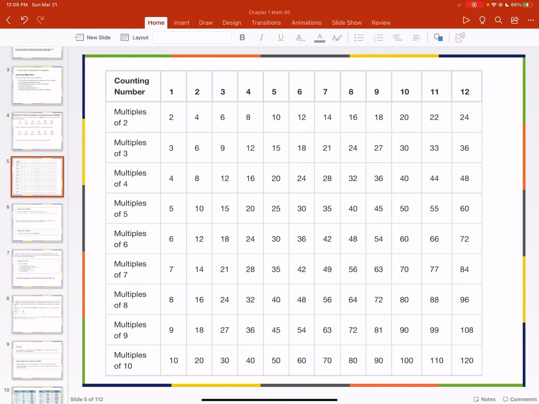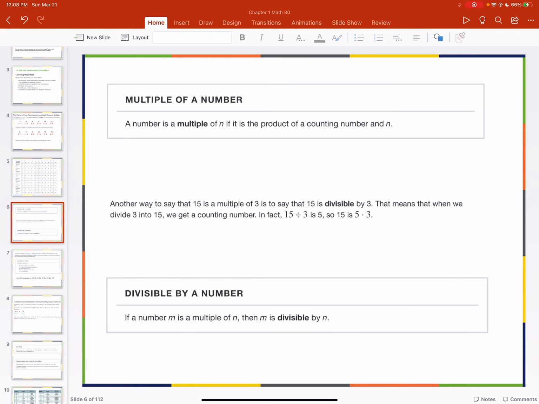Here's some pretty common multiples. You have 2, 3, 4, 5, 6, 7, 8, 9, 10. It's just good to understand what they look like if you haven't seen it in a while. Okay, so a number is a multiple of a different number n if you can write it as a product of a counting number and n. So let's say, for instance, 15 is a multiple of 3 because 3 times 5 is 15.